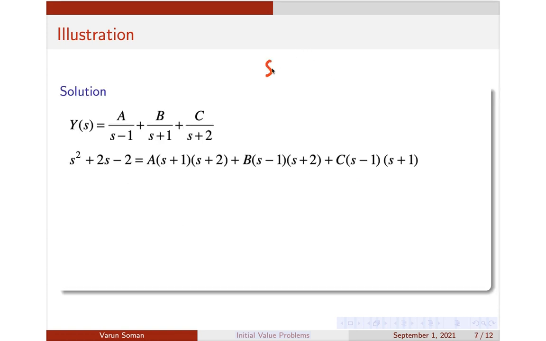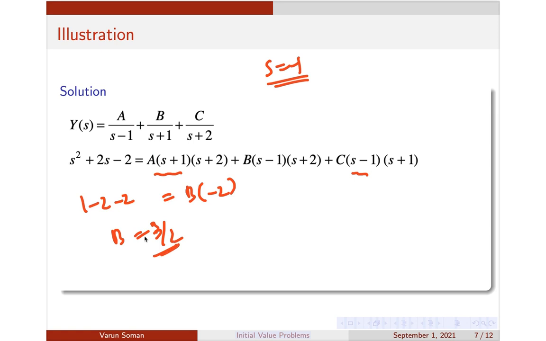When you put s equal to minus 1, what will you get? This will become 0, this will become 0. When s is minus 1, you will get minus 1 minus 2 minus 2, which is equal to b into minus 2 plus again minus 1 plus 2. So you will get the value of b as minus 4 plus 1, that is minus 3. So I think the value of b is actually 3 by 2. Okay, I'm not clear, but try to do that.